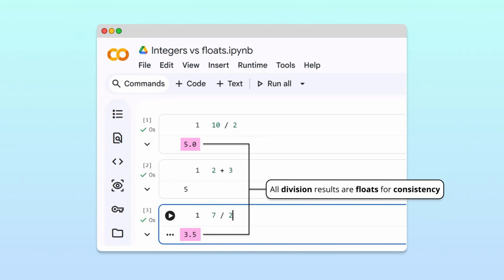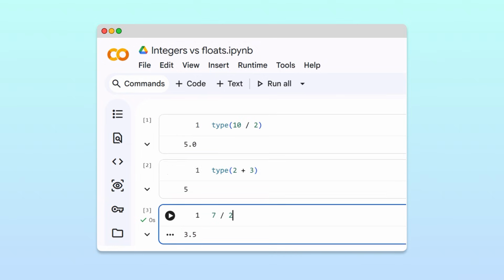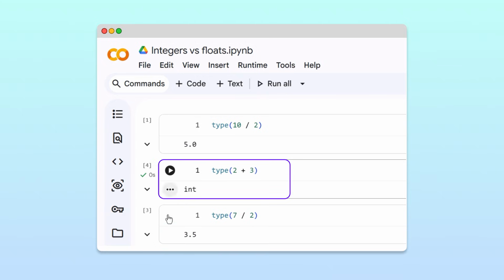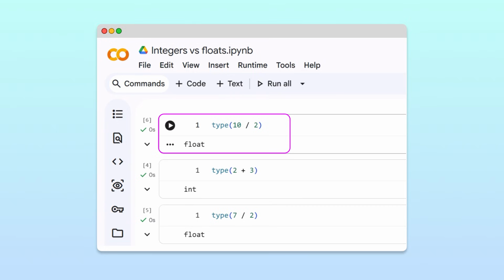We can verify this by using a built-in function called type. When we write type and surround our expression in parentheses, Python will tell us whether the result of our expression is an integer or a float. Running the 2 plus 3 cell gives us int, short for integer, since adding two whole numbers always gives us another whole number. Running the 7 divided by 2 cell gives us float, since 3.5 needs a decimal point. And running the 10 divided by 2 cell also gives us a float, even though the answer is mathematically a whole number.